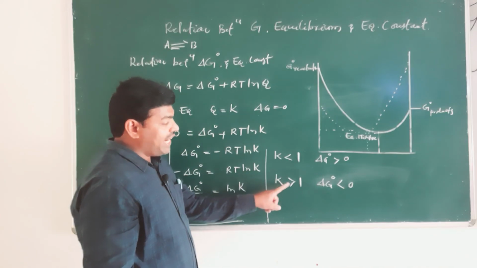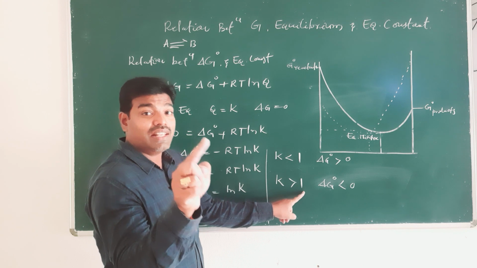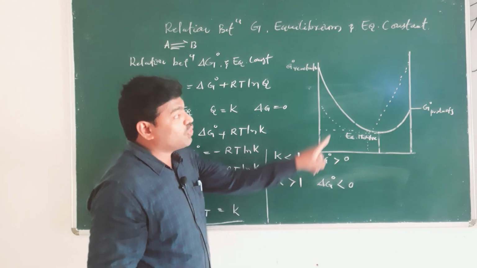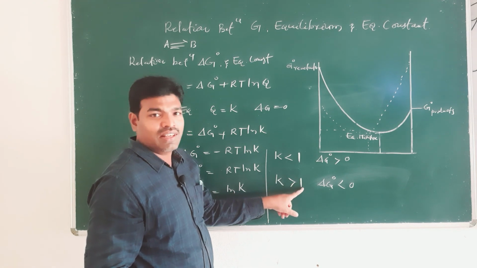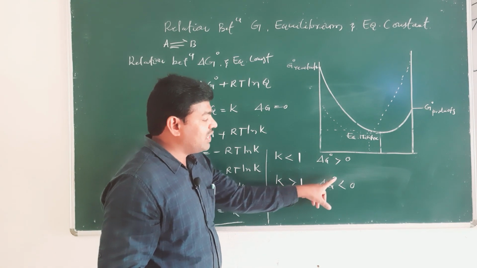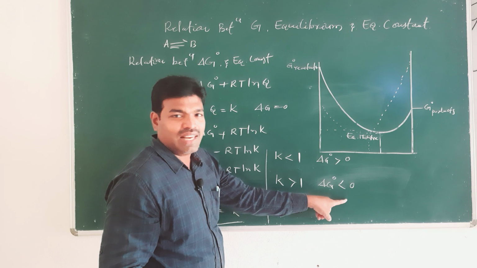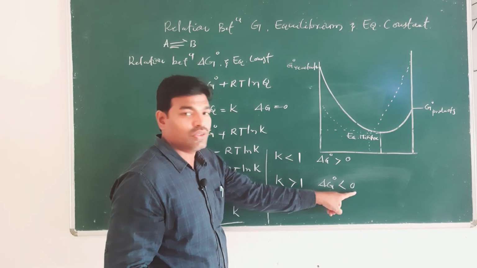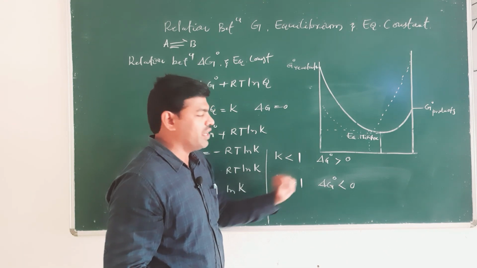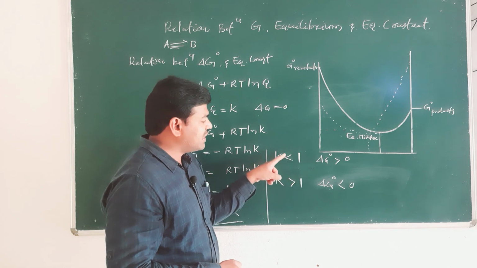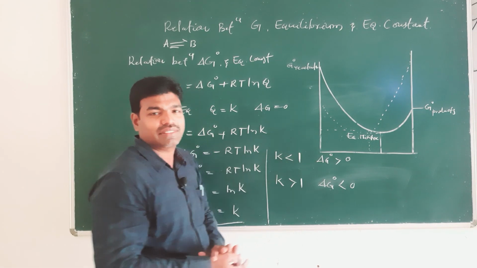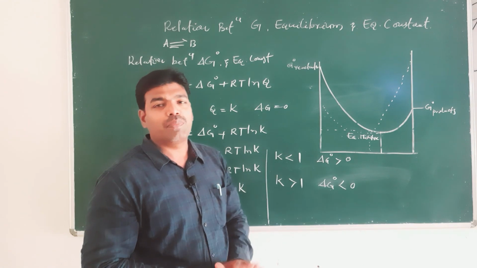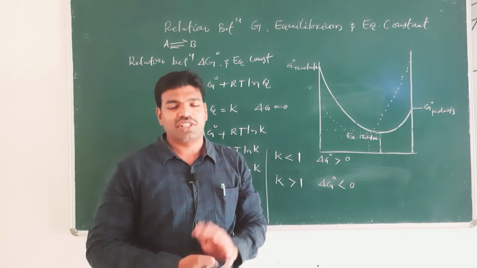When will K be greater than 1? When the Gibbs energy minimum lies close to the products. In such a case, K is greater than 1, then delta G naught is less than 0, that is negative, that is spontaneous. When K is less than 1, delta G naught is greater than 0, that is non-spontaneous. Okay, so I hope you understand this concept.